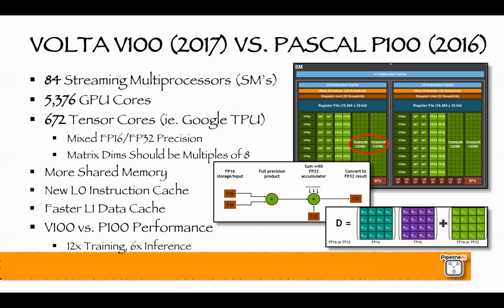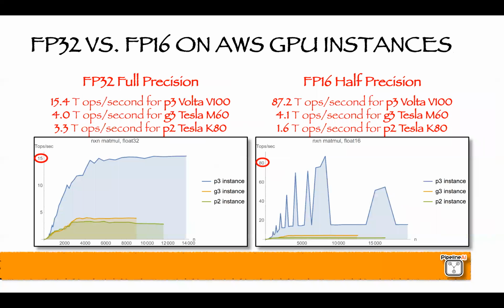So this is actually some benchmarks that were done by a friend of mine, floating point 32 versus floating point 16 on Amazon. And one thing that was interesting, he actually used the new P3, which is the Volta, and used the G3, which is an older Tesla, and the P2, which is the K80, which is what we're actually using today, but on the Google side.